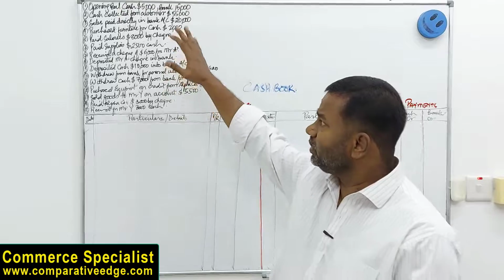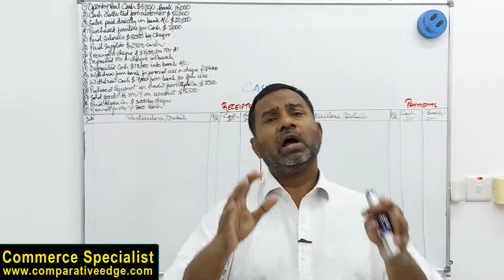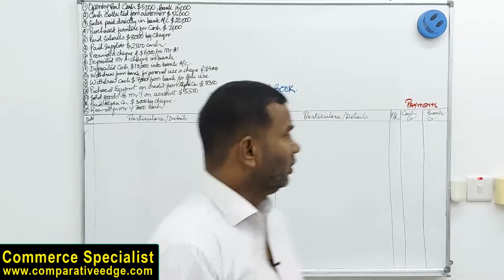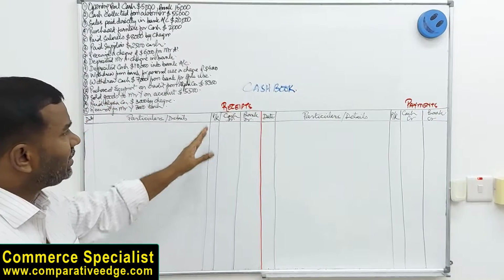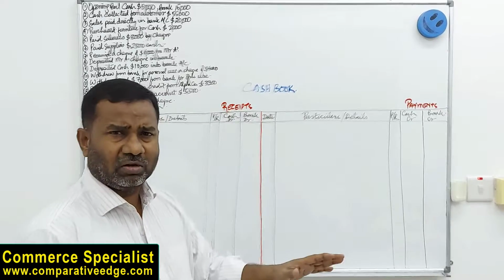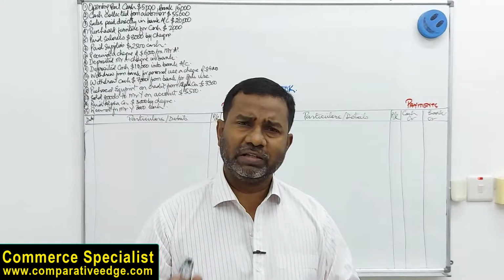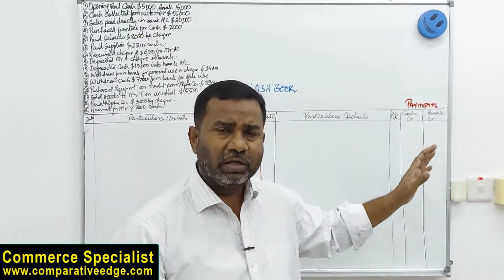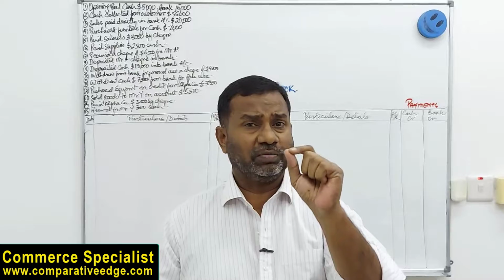So here I've given you some transactions and we will learn how these transactions are recorded in the cash book. Normally a cash book also has a discount column here and there, but I'm not talking about the discount column because it is super easy. Here you will have a sales discount, here you will have a purchase discount column. We are only focusing on the cash and bank columns.